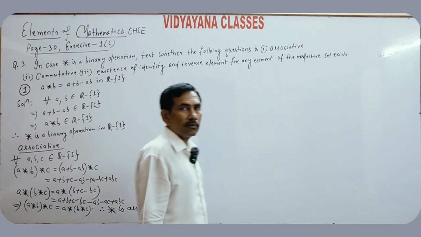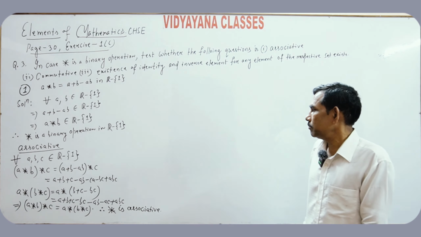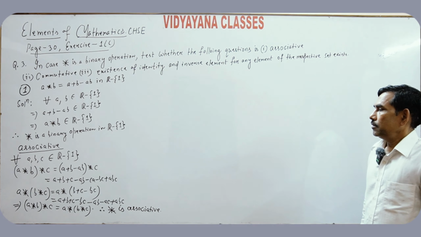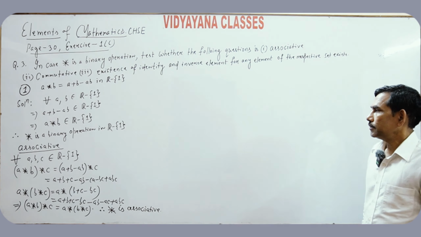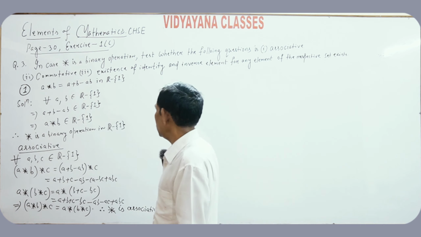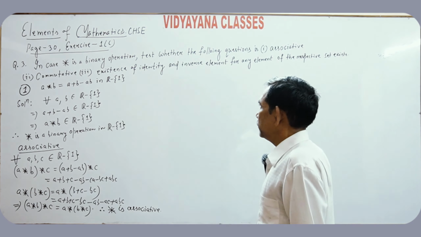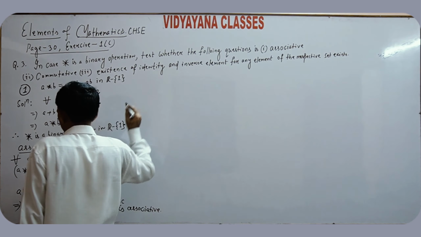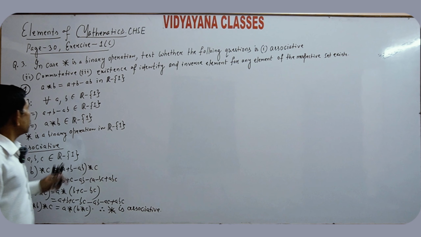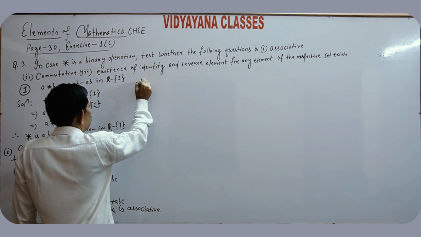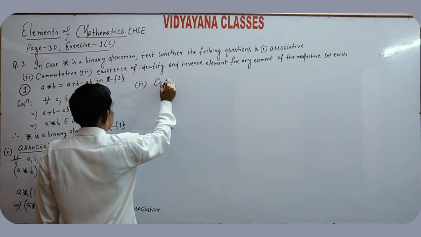Clear? Since A star B bracket star C is equal to A star bracket B star C, if this condition is satisfied, the binary operation star is associative. Second bit, it is the first bit. The first condition is satisfied. Second condition, that is commutative.